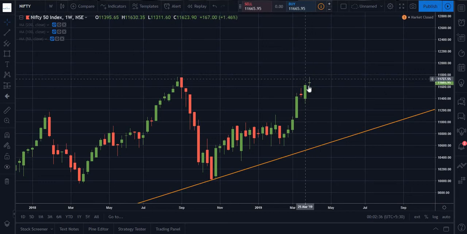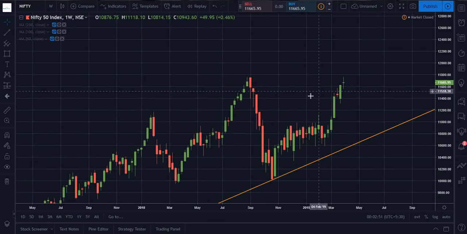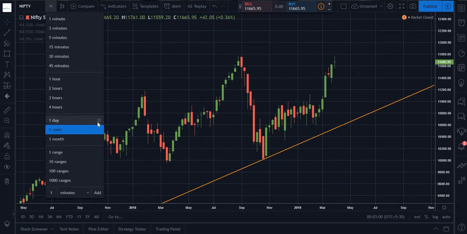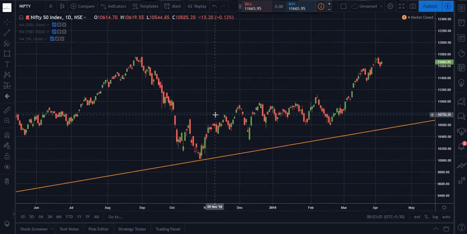So at this point in time, people are just bothered about this particular move, whether there will be a big move towards the trend line, or Nifty will break this high and create a new high. So this is the confusion that people have. That's the reason we ended up with the Doji in the weekly candle. Now let's switch to the daily candle and see what the daily candles are trying to tell us.